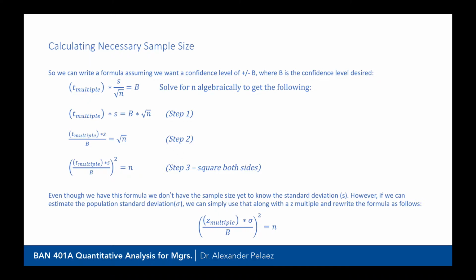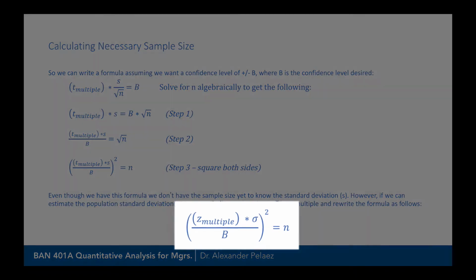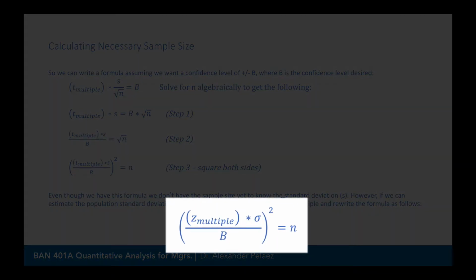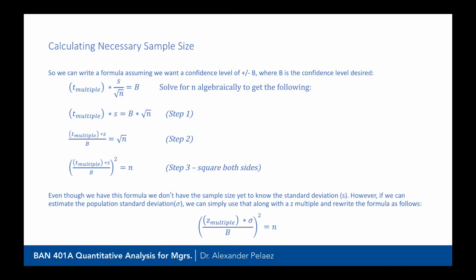Now you may notice that there's a problem because we don't have the sample size to know what the sample standard deviation is going to be. Since we don't have the sample, if we are given a population standard deviation, we can use that along with a z multiple. And recall that if we have the population standard deviation, we can use the z multiple because we don't have that extra variability that gets introduced if we have a sample standard deviation. So we can then rewrite the formula as follows, using the z multiple and the population standard deviation that we are given.